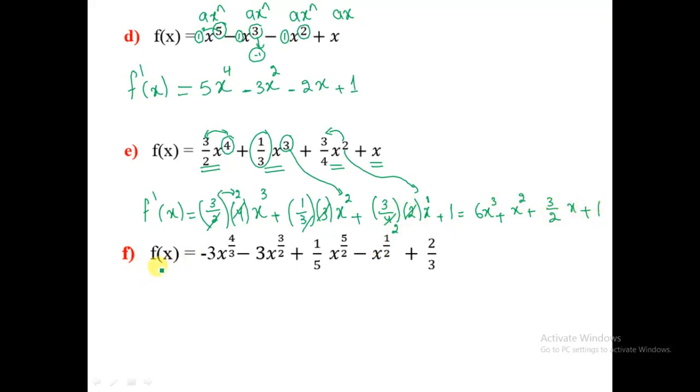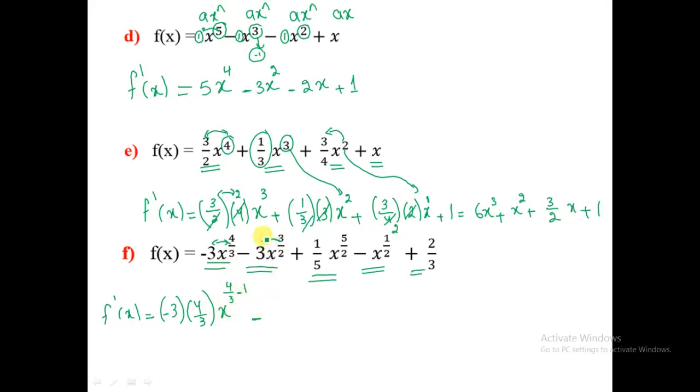In part f, we have f of x equals minus 3x to the power 4 over 3 minus 3x to the power 3 over 2 plus 1 over 5 x to the power 5 over 2 minus x to the power half plus 2 over 3. Let's start. F prime of x equals: first, we multiply the power by the coefficient to get minus 3 multiplied by 4 over 3 multiplied by x, and we reduce the power by 1.